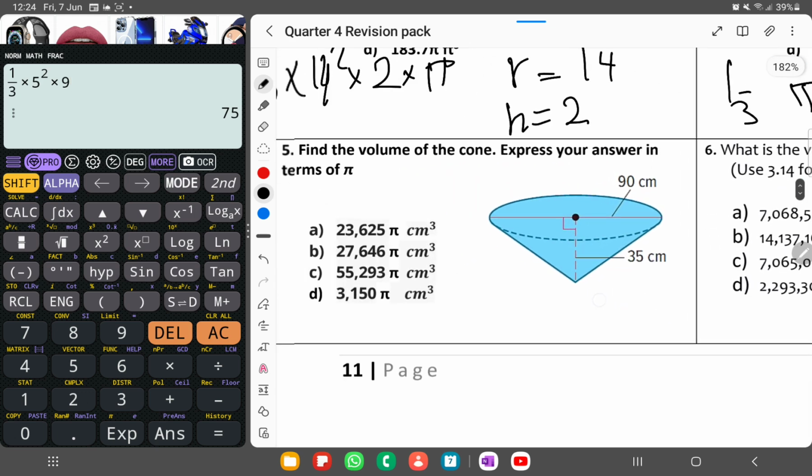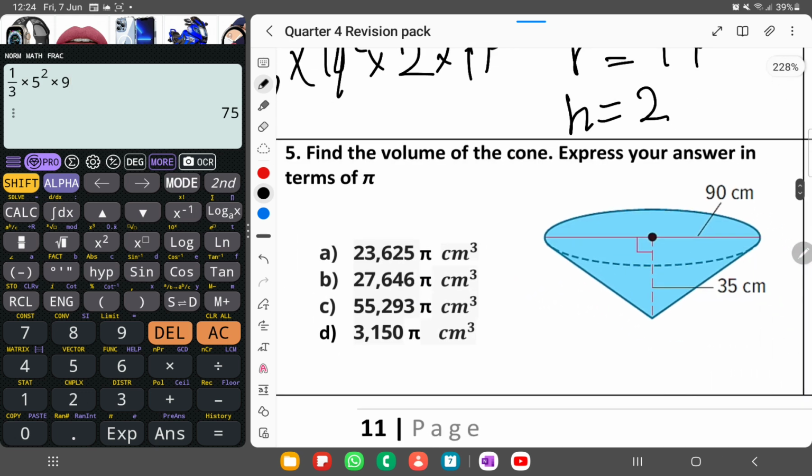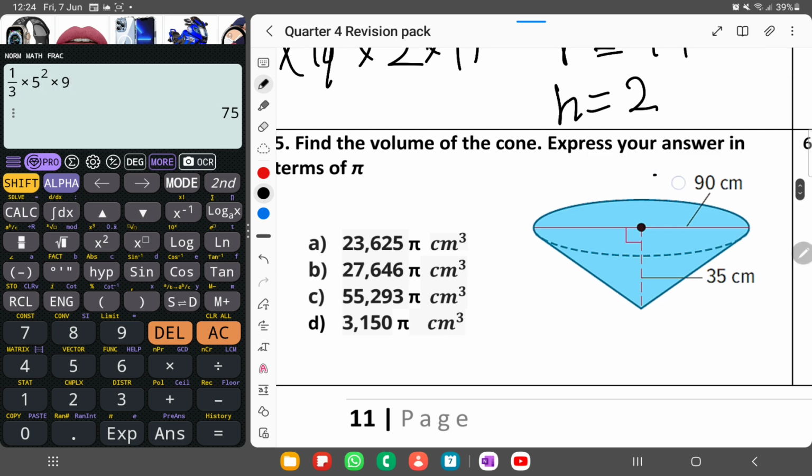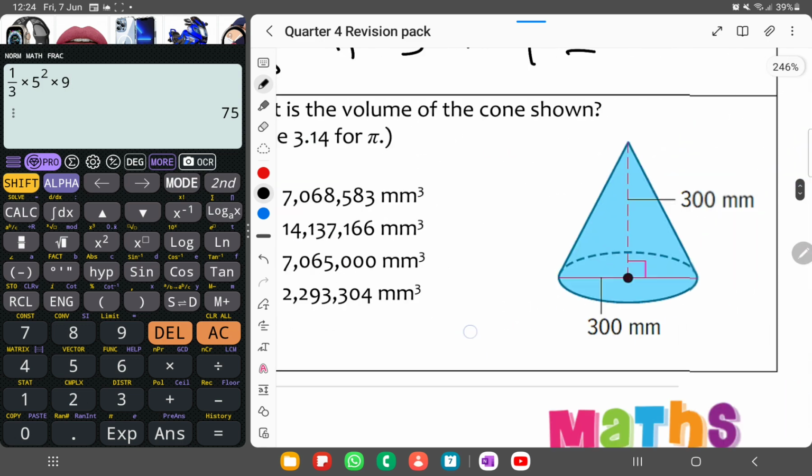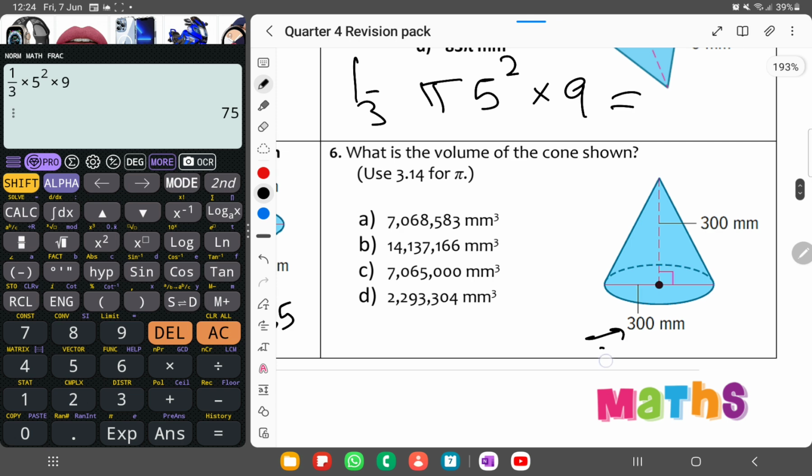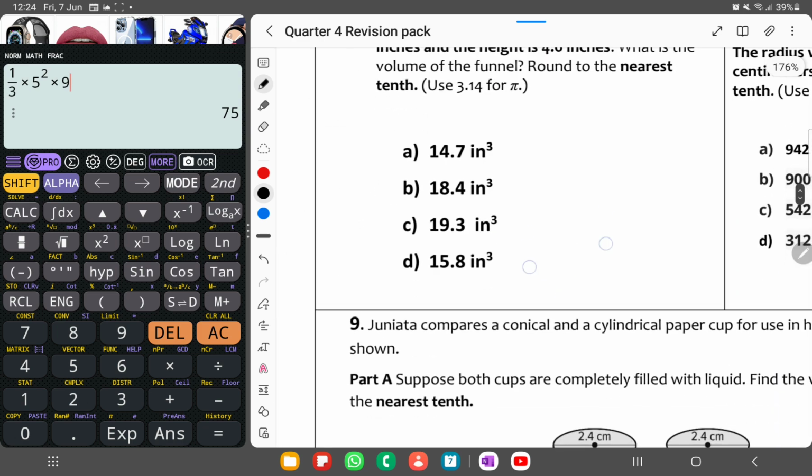Next, find the volume of the cone. The same idea. This one I will leave it for you. The radius is 45. Bravo. 90 divided 2 is 45, and the height is 35. Okay, the same idea here. The radius is what? 150 millimeters. If you have a problem, let me know.